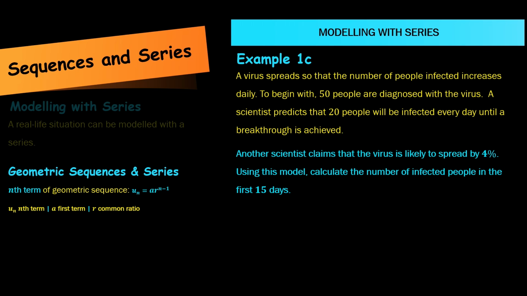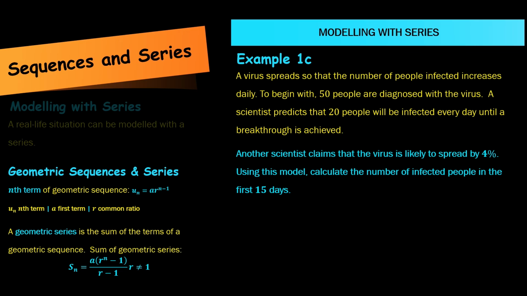The nth term of a geometric sequence is a times r to the power n minus 1, where a is the first term and r is the common ratio. A geometric series is the sum of the terms of a geometric sequence. Its sum is s subscript n equals a times r to the power n minus 1 all over r minus 1, where r does not equal 1. So let's solve our example.